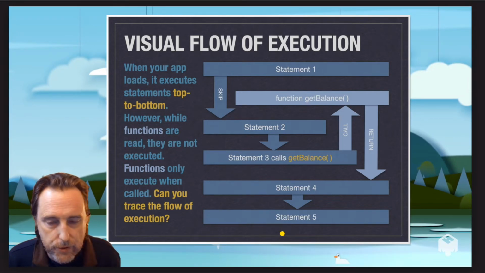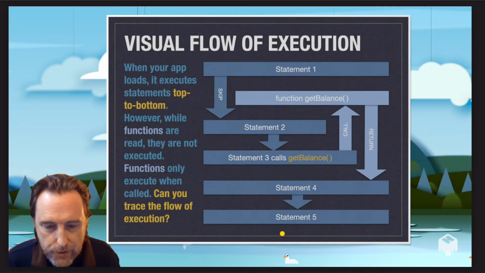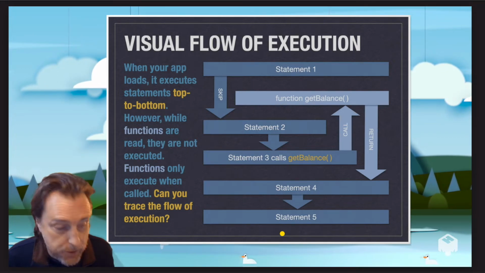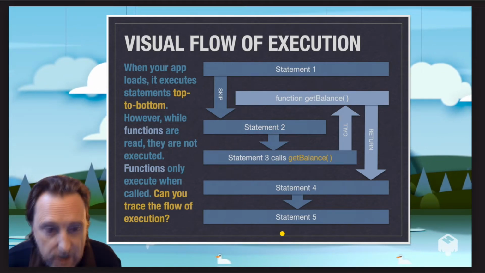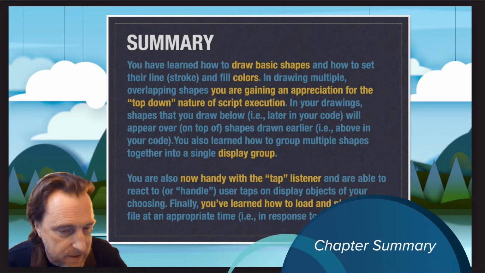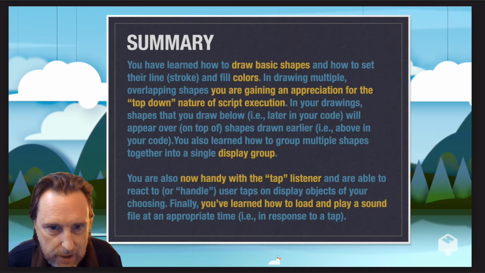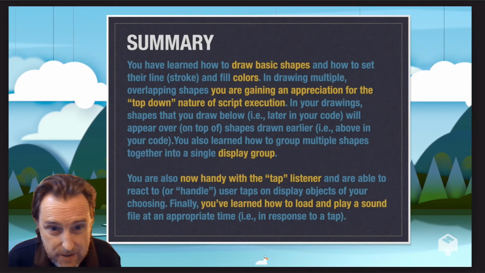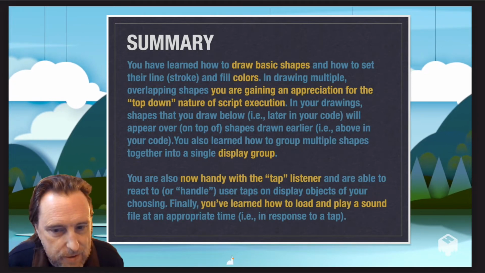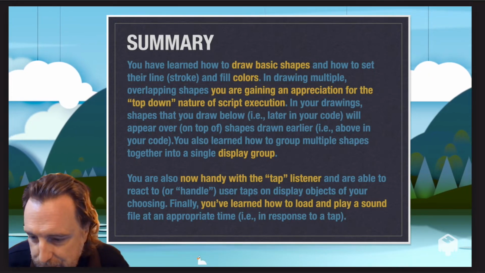It's crucial to know when a statement that you write will run. It's crucial to know in what order the statements you write will run, and of course the number of times that they'll run, but we haven't really gotten to that yet. All right, so I'm going to skip back to Draw to Code, but this is the end of chapter 4. Covered a lot of ground: basic shapes, colors, gradients, flow of execution, display groups, transitions, tap listener, load and play sounds. All of that is packed into this chapter.